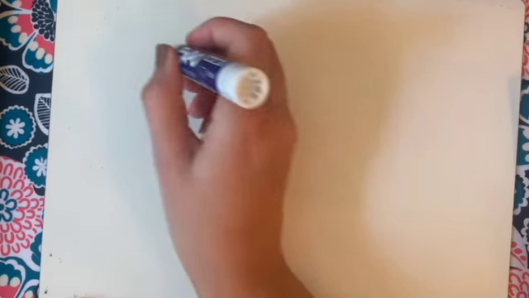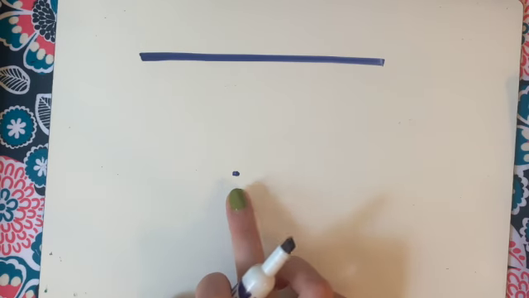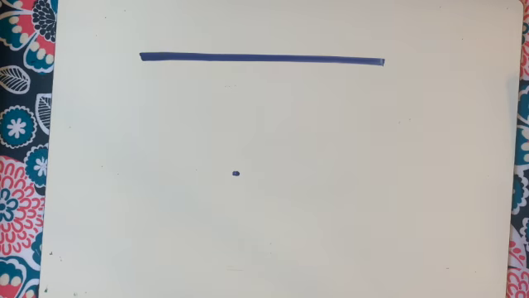A line is a mark that you make on a paper that has a beginning and an end. This is a line. I can see the beginning and the end. This is not a line because I can't find the beginning or the end.